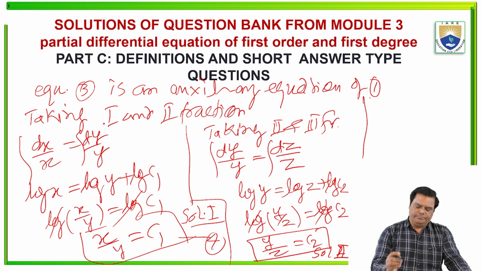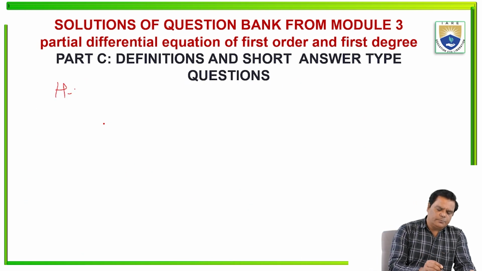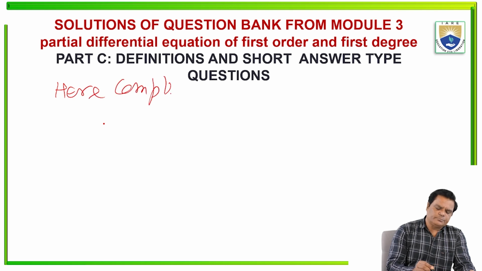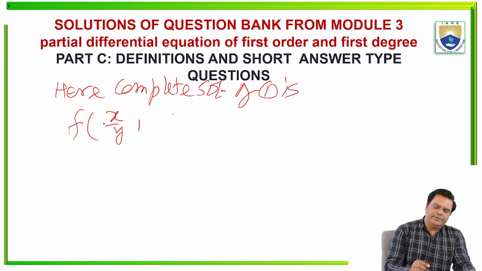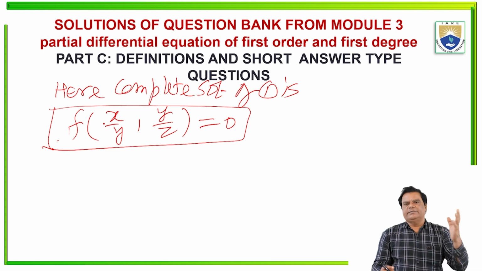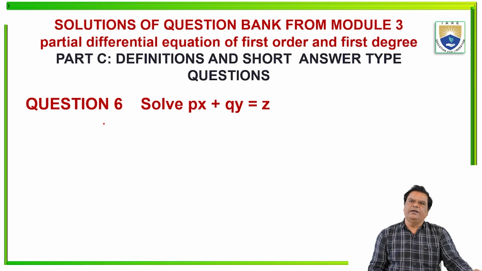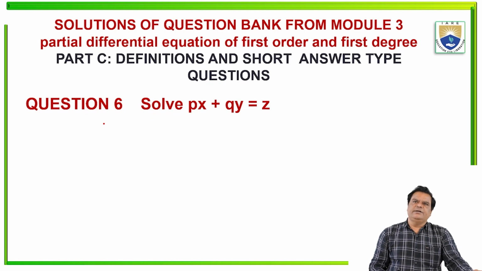Now your final solution. The complete solution of 1 in function form is: first x upon y, comma, y upon z, this equal to 0. Here we find the first solution and second solution. The combination of first and second is the complete solution of the Lagrange partial differential equation with constant coefficient.